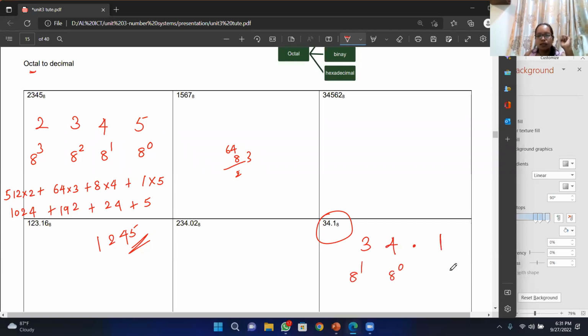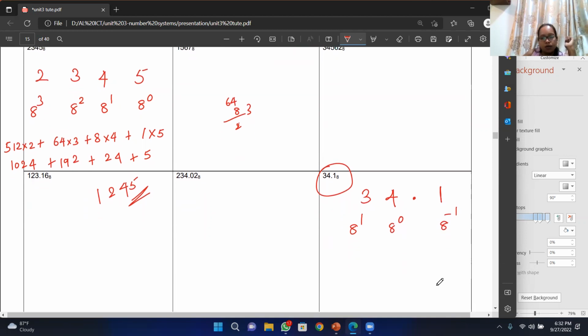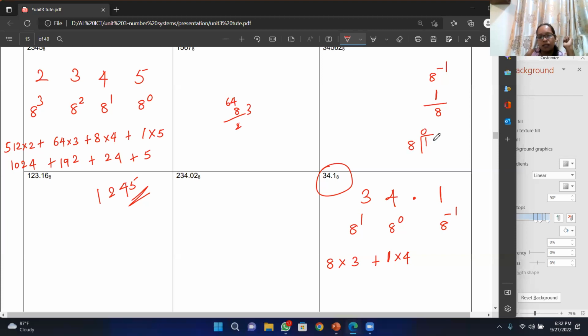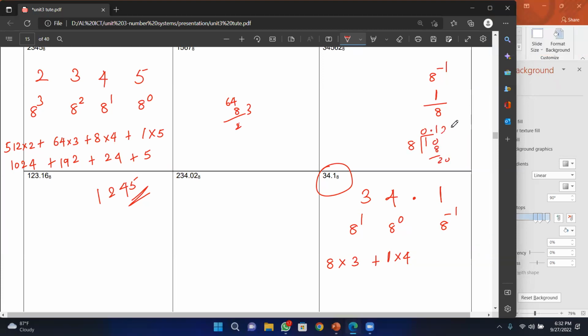again, the negative place values you have to take, right? So, 8 to the power 0 is 1, 1 into 4, plus 8 to the power 1 is 8, 8 into 3. And here, 8 to the power minus 1, how to take that one? 1 over 8. Yes. That means you are going to divide 1 by 8. That is 0.125.